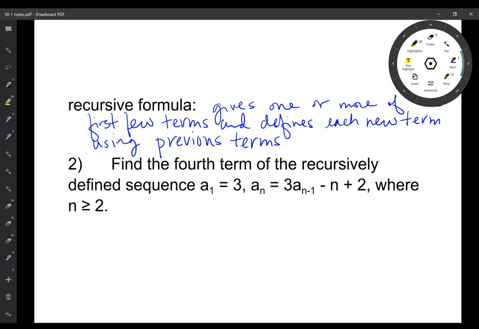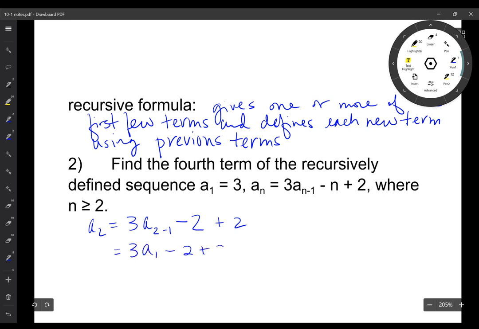So if I want to find the fourth term, first I have to find A2. And that's going to be 3 times A sub 2 minus 1, minus n, which is 2, plus 2. So again, this is 3 times A sub 1. We're showing a lot of work on this first one. These are just going to make a 0, so I don't have to worry about those. And then 3 times A sub 1 would be 3 times 3. So A sub 2 is 9.